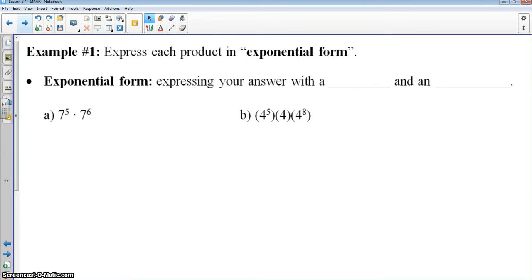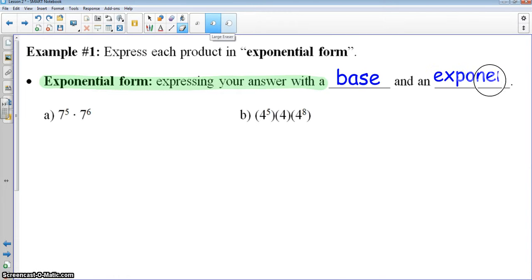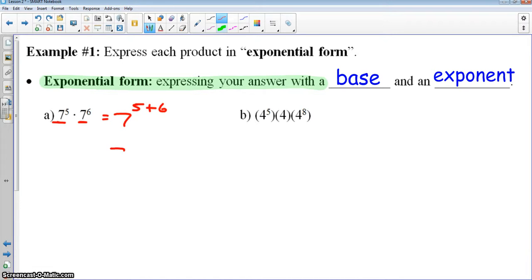Okay, we're going to express these in exponential form. Remember, exponential form is expressing your answer with a base and an exponent. So remember, if it says exponential form, you must use a base and an exponent. So if we look at part A, we have the exact same base, so we learned all you have to do is add their exponents. That's simple. So this would be 7 to the 5 plus 6th power, which is simply 7 to the 11th power. And that's it. You don't have to do any more. We have a base and an exponent.